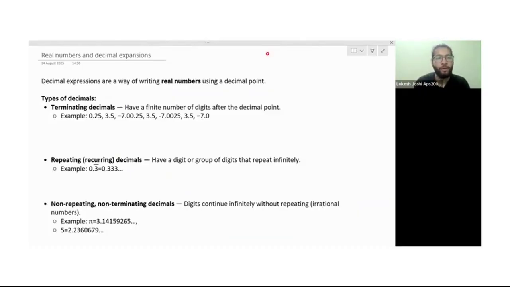In this video, we are going to cover the topic real numbers and decimal expansions. As previously studied, we all know about real numbers. But now in this video, we will cover what the decimal expansion means for the real numbers. Decimal expansions are a way of writing real numbers using a decimal point.